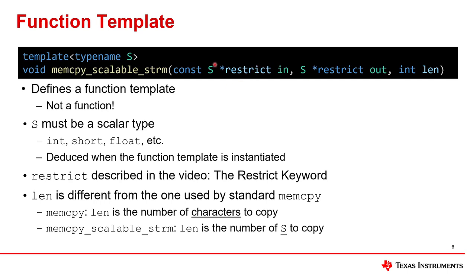The restrict keyword, you notice that it appears between the asterisk and the name of the pointer variable. That is described in the video on the restrict keyword. The final parameter, len, is different from the one used by the standard runtime support library function memcopy. In the case of memcopy, len is the number of characters to copy. In the case of our function template here, memcopy scalable strm, len is the number of S to copy. So if S is ints or doubles or whatever S may be, this is how many of those are going to get copied, and that is not the same thing as the number of characters that get copied.